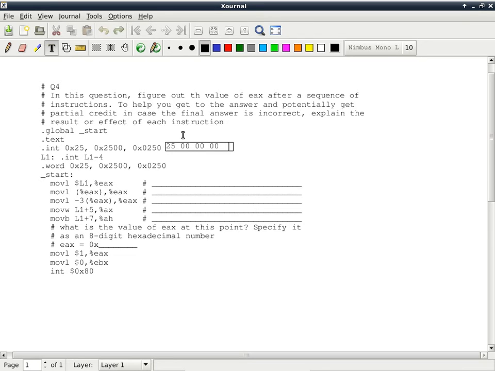The second .int is 2500, so that means the least significant byte is a 00. The next one is 25, and then the most significant 2 bytes are 00s. The third number is 0250. 50 becomes the least significant byte. 02 becomes the second least significant byte, and then the most significant bytes are all zeros. Are we doing okay so far with the first row?